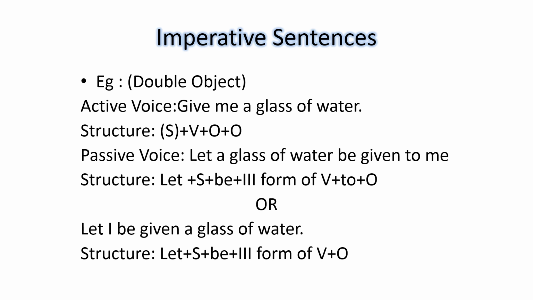If I take me as the subject, then how will it be? Let I be given a glass of water. Now just see, I have used I, I have not said me, because if we say let me be given a glass of water, it is wrong English. It should be let I be given a glass of water. And the structure is let plus subject plus be plus third form of verb plus object.